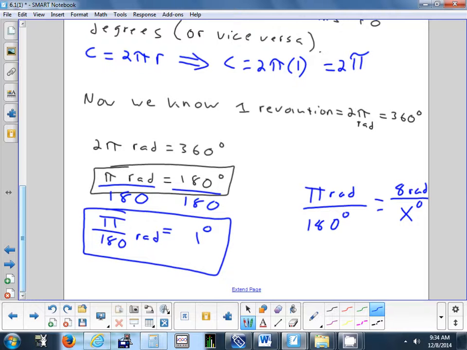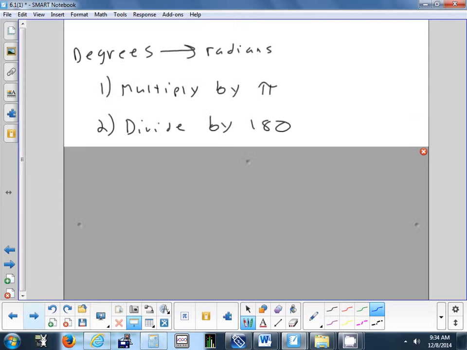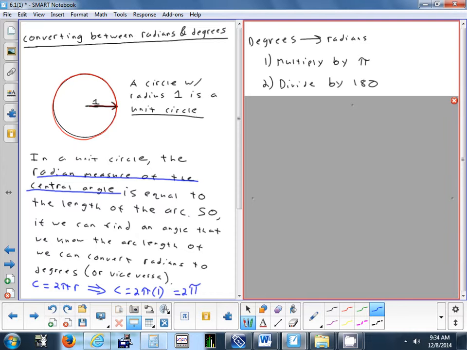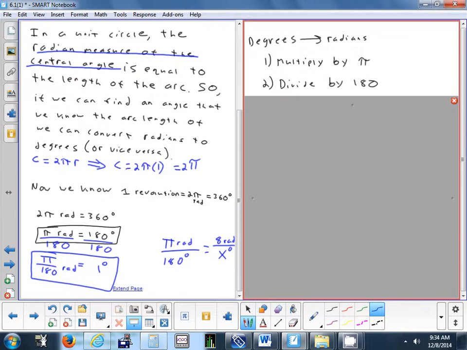So the short way to explain how you do that is, if you're changing from a degree to a radian, pi's on top, 180's on the bottom. You multiply it by pi, and you divide by 180. Okay, that's exactly what this formula on the other page is doing. So if you want to convert degrees to radians, multiply by pi, and divide by 180.